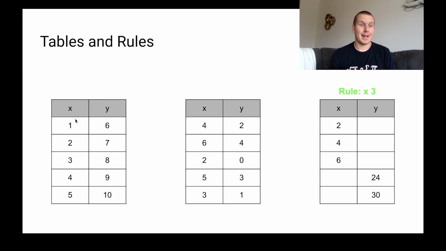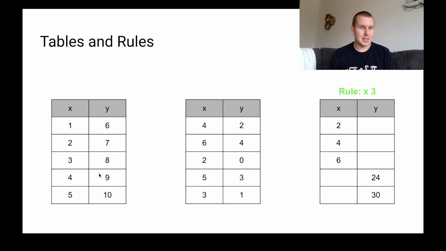Do remember that the x can be called the input, the independent, or the horizontal axis, okay? The y can be called the output, the dependent, or the vertical axis. So now we're going to look at it from left to right and try to come up with a rule. So it looks like we start with 1 and we end with 6. Start with 2, end with 7.